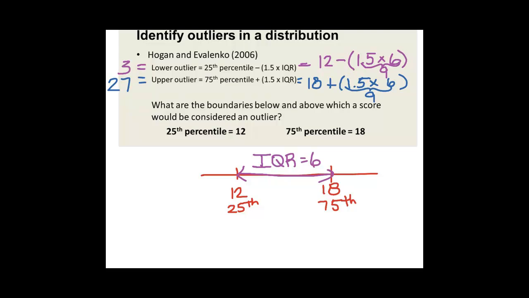So to graphically depict this, I'm going to extend my number line down to where 3 would be, and up to where 27 would be. And now I know that if any observations or scores fall outside, so say if it were 2 or 30, that these values could be safely classified as outliers.